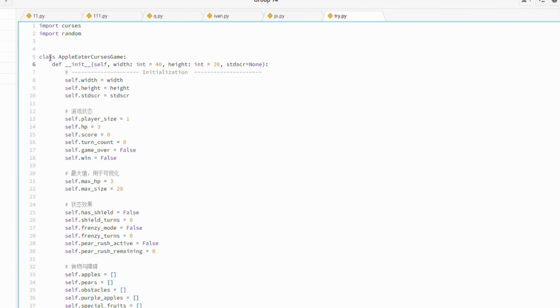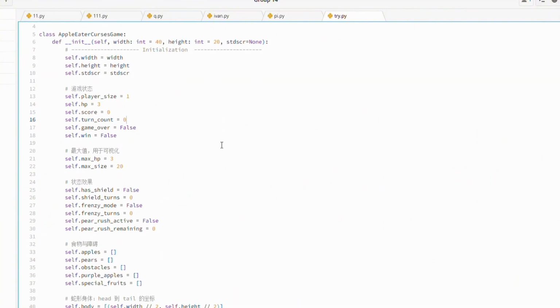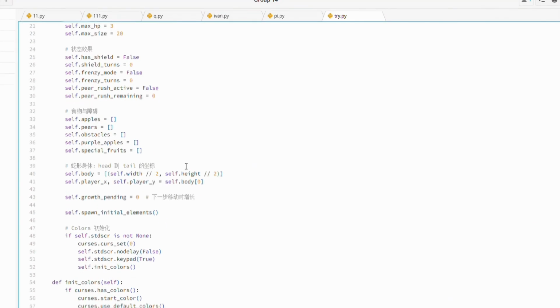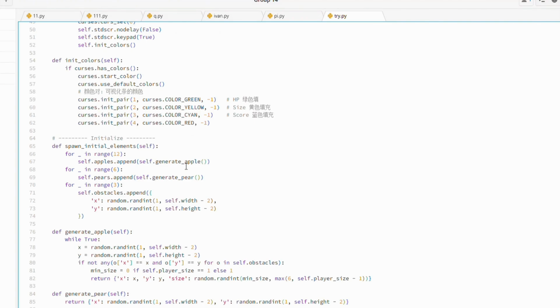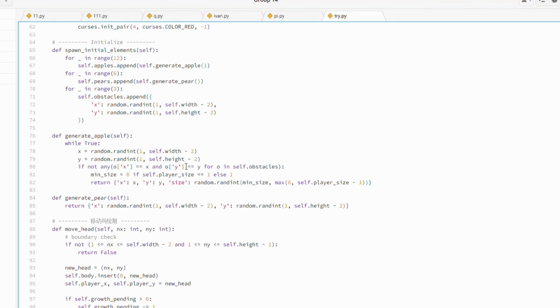In the first part, I would like to talk about the game initialization. We first determine the game field size and the coding. Here's the coding, and next we also determine the player's size and also the health points. And the next step, we generate some initial elements.